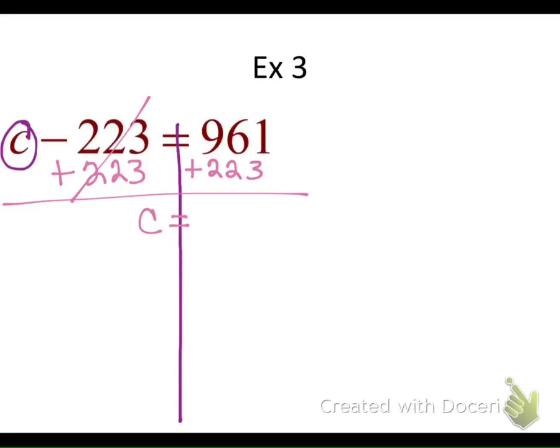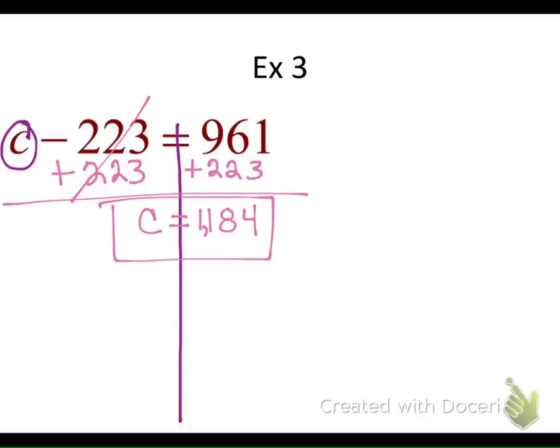So what's 3 plus 1? What's 2 plus 6? And 9 plus 2? 11. And if you want to, you can throw that comma in. So my answer is going to be C equals 1,184. And box it. So do me a favor with your calculators, we're going to plug in 1,184 and subtract 223 from it to see if our statement is true. So take 1,184 minus 223 in your calculators and see if that equals 961.